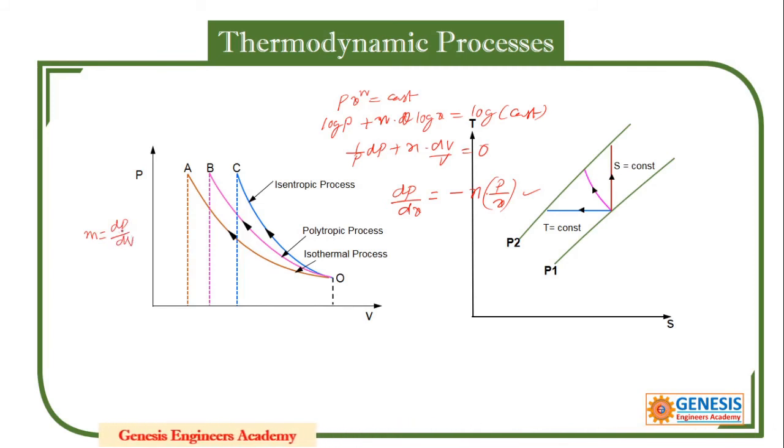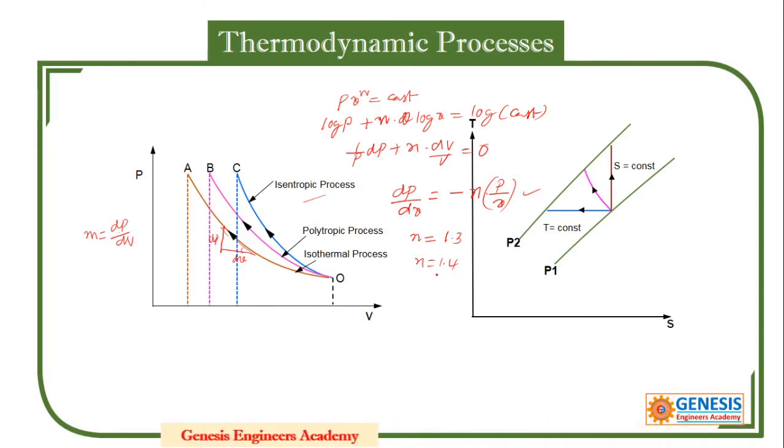That means change in pressure by change in volume. So this is dp, this is dv. For isentropic, if it is superheated steam, n is 1.3. For the adiabatic process, that is the isentropic process, n is equal to 1.4. So the adiabatic process, that is the isentropic process, will have more slope.